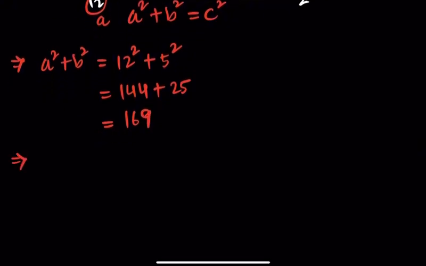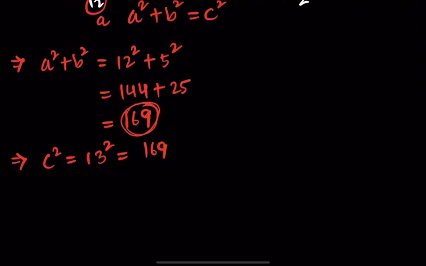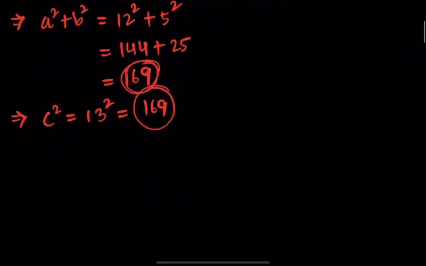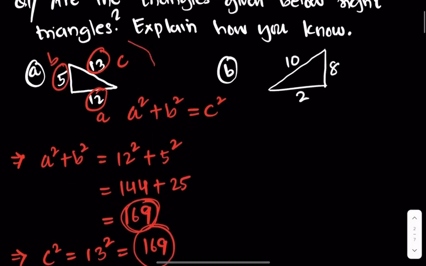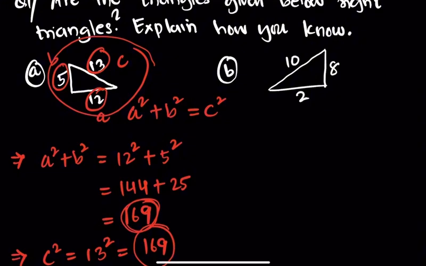Now let's see how much is c squared. C squared is 13 squared, which is 169. Since 169 is equal to 169, or since a squared plus b squared is equal to c squared, therefore this triangle is a right triangle.